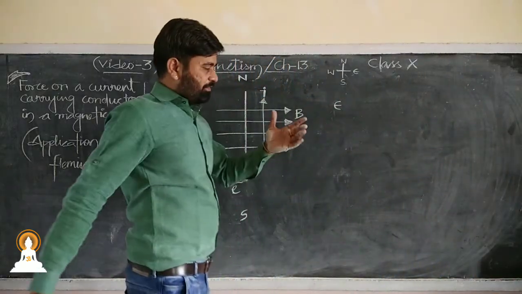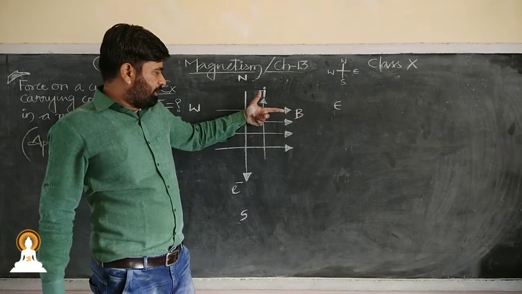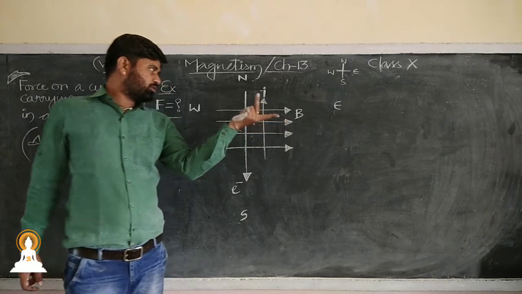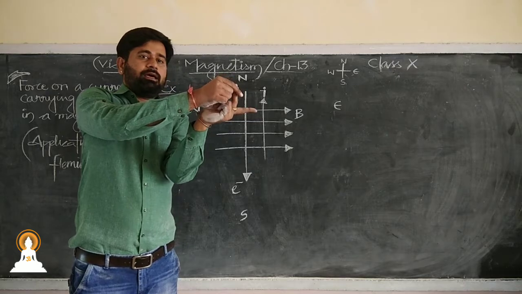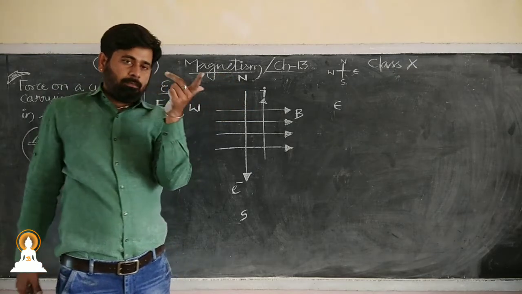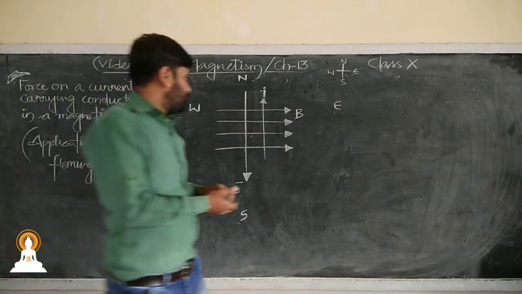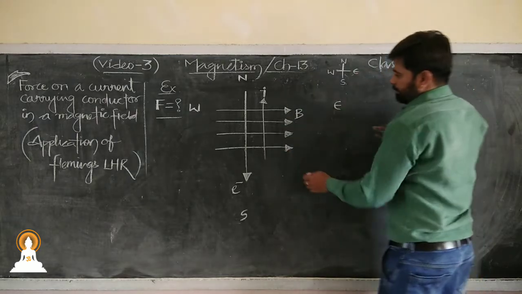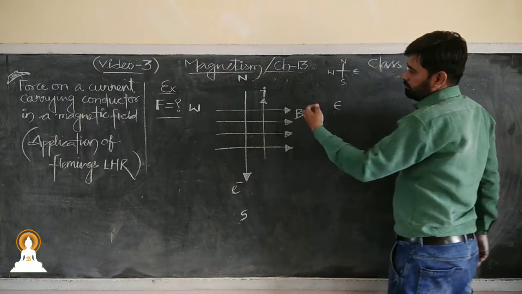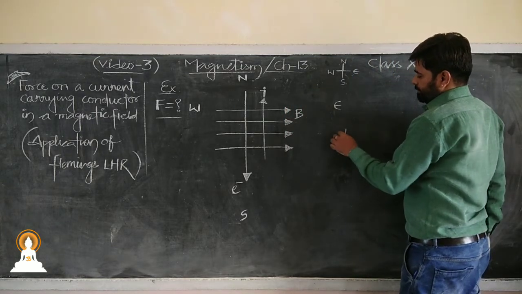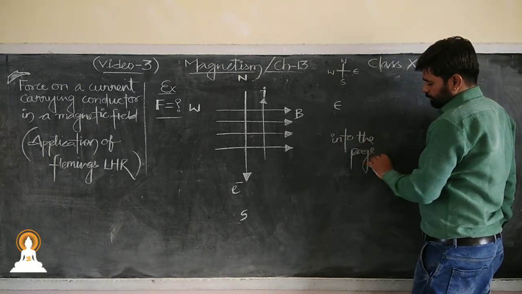Now we may apply Fleming's left hand rule. What does it say? FBI: direction of magnetic field, direction of force, and current. Now with the direction of magnetic field and the direction of current, what is the direction of force? That will be inside the page. So we may say that the direction of force will be into the page. Important one.